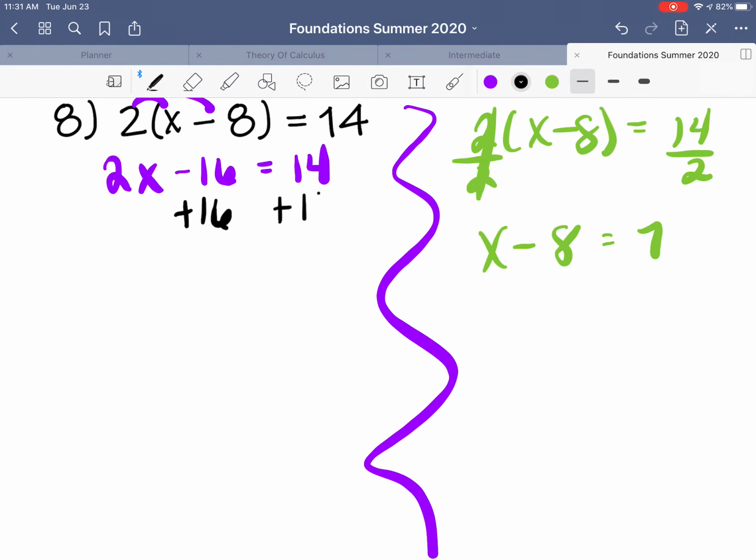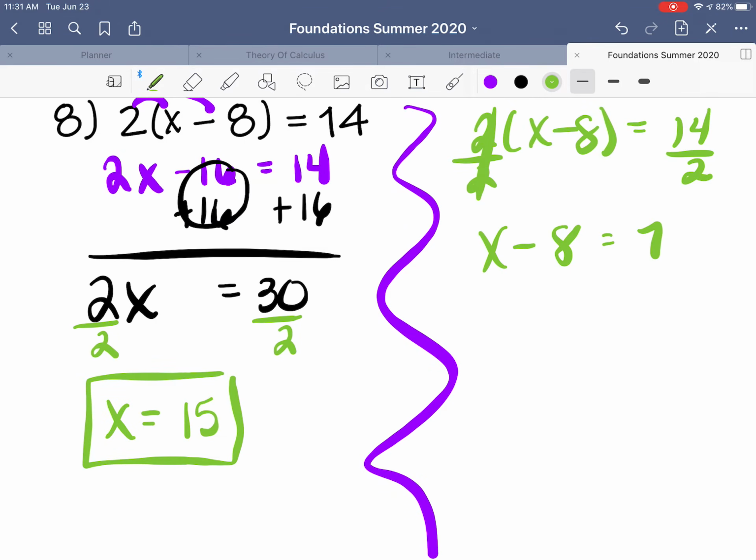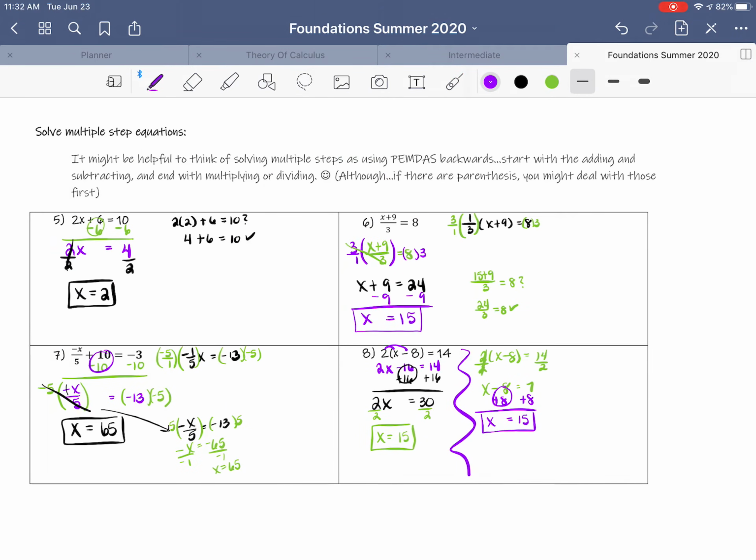Let's do this left side first. I'm isolating x and then dividing as my last step, or multiply by 1/2. And then on this side, I'm isolating x, 0, and I get 15. Isn't that so neat? I think this way is a little bit faster. You have to deal with smaller numbers, but you get 15 either way. So there you go.